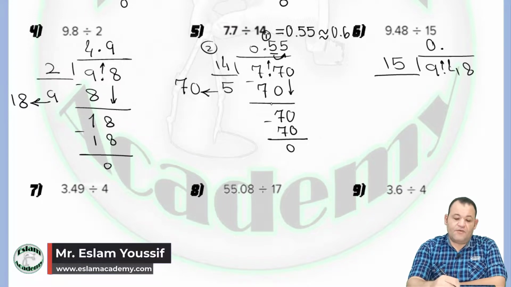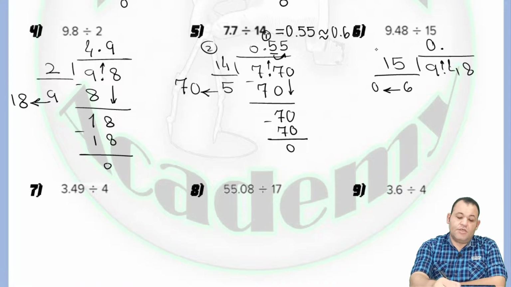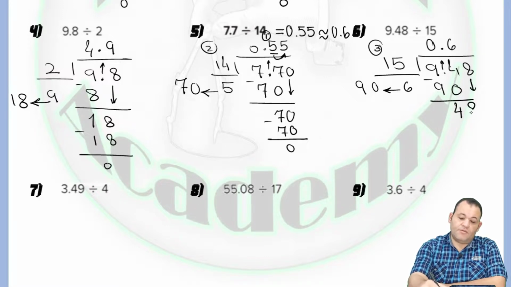94 divided by 50. We can check for 6. 6 times 5 equals 30. 0 and carry 3. 6 times 1 equals 6 plus 3 equals 9. So we have 6 up and 90 will be down. By subtract, we have here 4. Bring down 8. So 48 divided by 50.